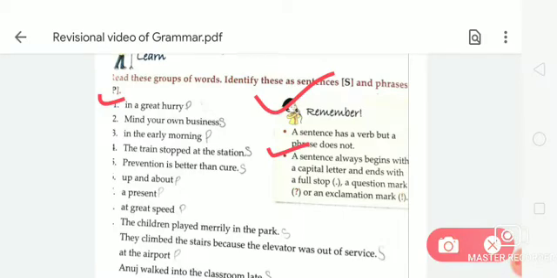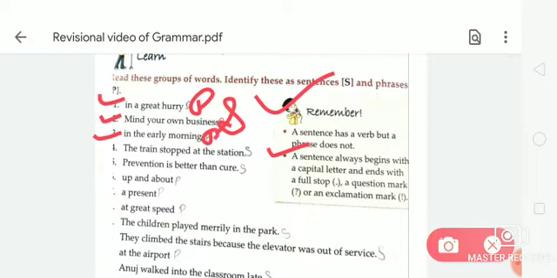Okay, so let's do the given exercise. The first is "in a great hurry." Tell me, does this group of words make any sense or not? Students, this group of words doesn't make any sense, so it is a phrase, and we write P in front of it. Second is "mind your own business." Is it a phrase or a sentence? It is a sentence, so we write S here.